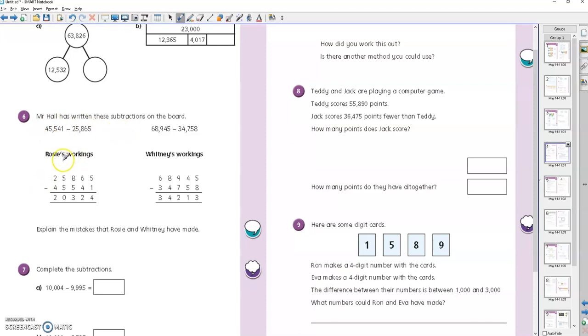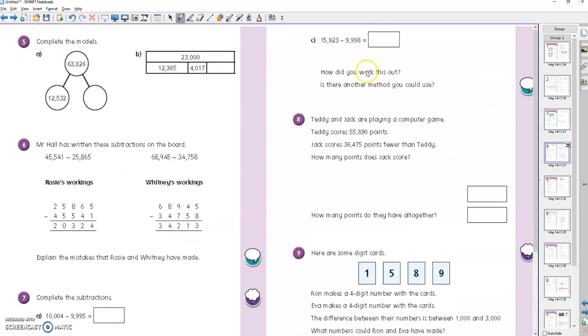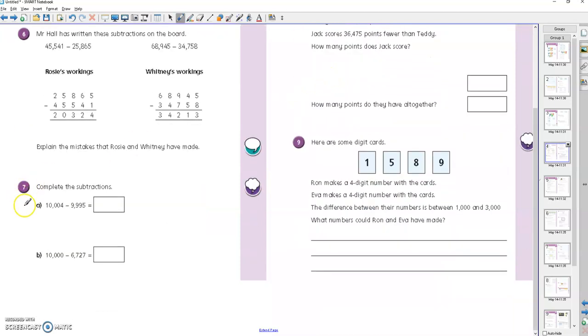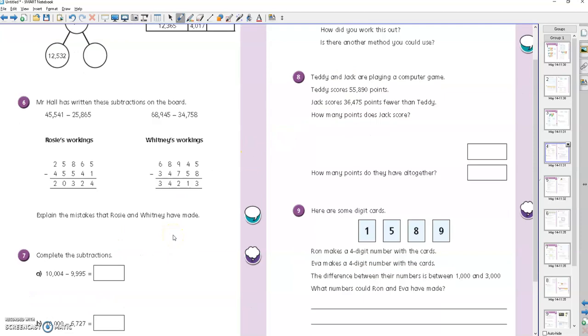Now you've got 2 here, so we've got a calculation. This calculation, Rosie's done that working, and this calculation, Whitney's done that calculation. And they've both made mistakes. See if you can find them. For number 7, you've got A, B, and C up there. So just try and work them out how you think you would normally do it. But in each case, there's actually a quickish way of doing it, which maybe means you don't have to write out a normal column method subtraction. But if you can't see that, don't worry. Just use your column method subtraction. That's why you know that method.